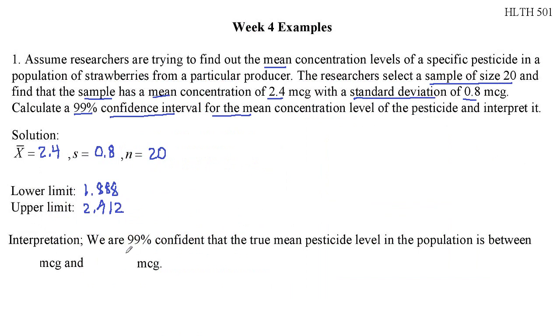What do those mean? That means that we are 99% confident that the true mean for the population is between 1.888 micrograms and 2.912 micrograms. So 99% confident means that if we took repeated samples, 99% of those samples would give confidence intervals that contain the population mean. So that's a probability statement about the proportion of intervals that contain the actual population mean. So those are the answers there that we want for our lower limit and upper limit.